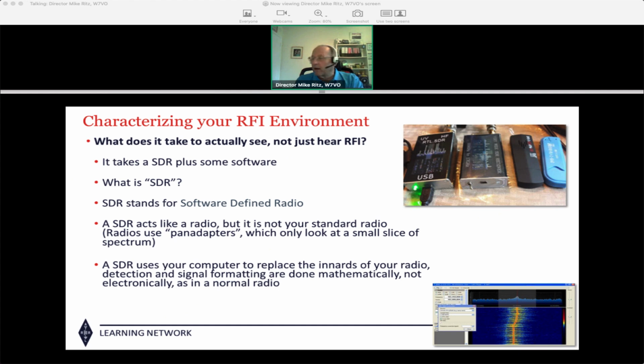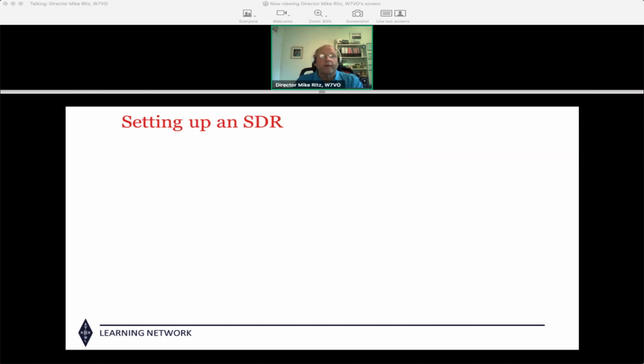A lot of these, especially the small, cheaper ones, basically feed the signal directly into a D to A or A to D converter, right off the antenna port. And all the signal detection and formatting are done mathematically, not electronically. As a result of that, as I mentioned earlier, they don't suffer from as much internally generated noise.